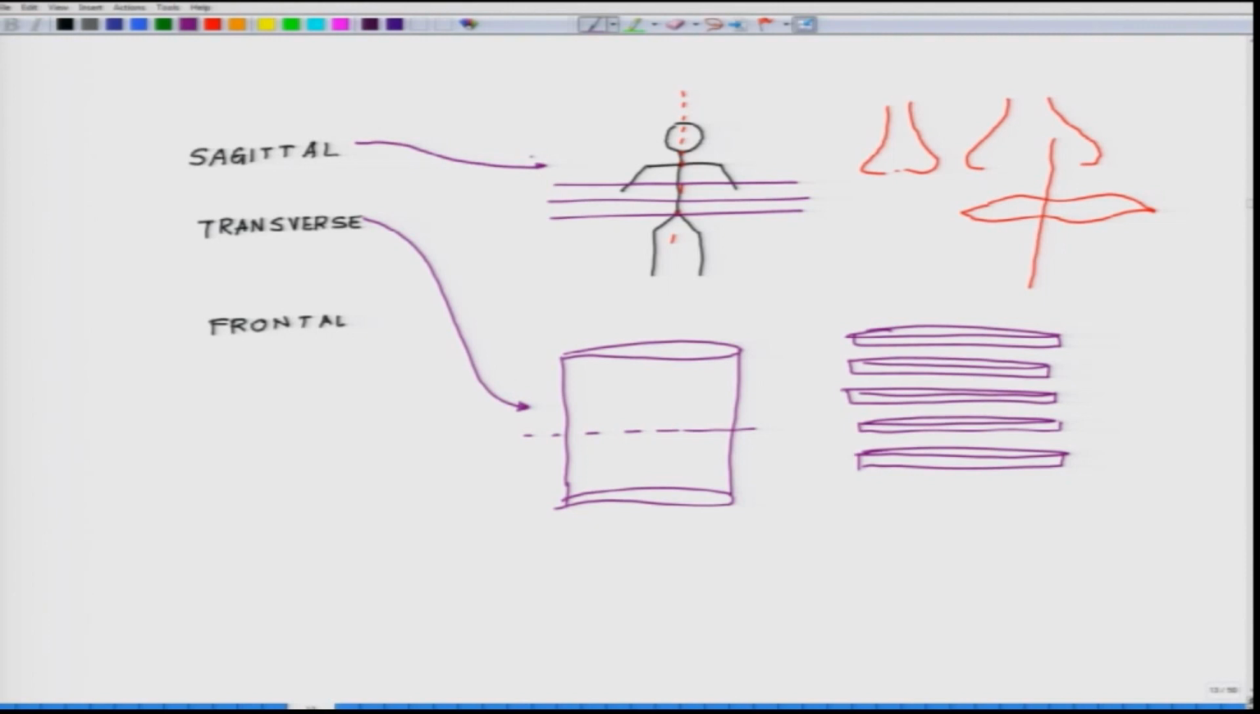Then comes a frontal cut. The frontal cut is very interesting. It is something like, here you have cut it like this. So in the frontal cut, you are cutting this system in a way that is something like this. Hold on. Your sagittal cut is coming like this, and when you are doing a frontal cut, it will be something like this. You are cutting it like this.